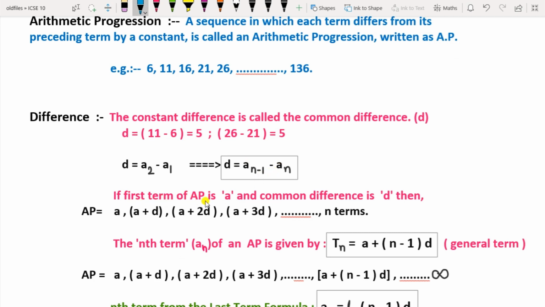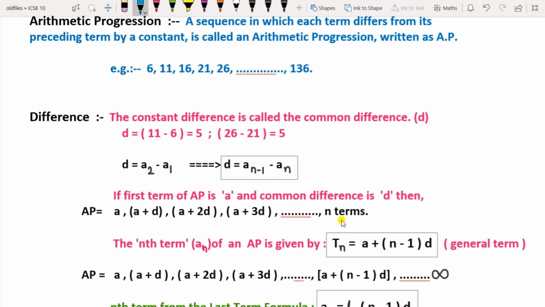Then the first term of an AP is referred to as a. In this sequence here, 6 is the first term and it is written as small a, and the difference is denoted by small d. Therefore the arithmetic progression in general can be written as a, then you go on adding the difference d. The next term will be a plus d, then a plus 2d, a plus 3d, and so on up to n terms.